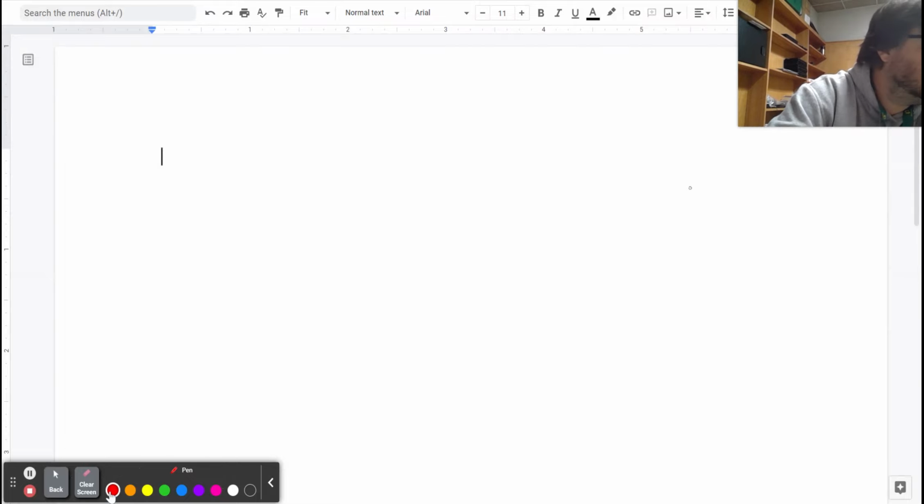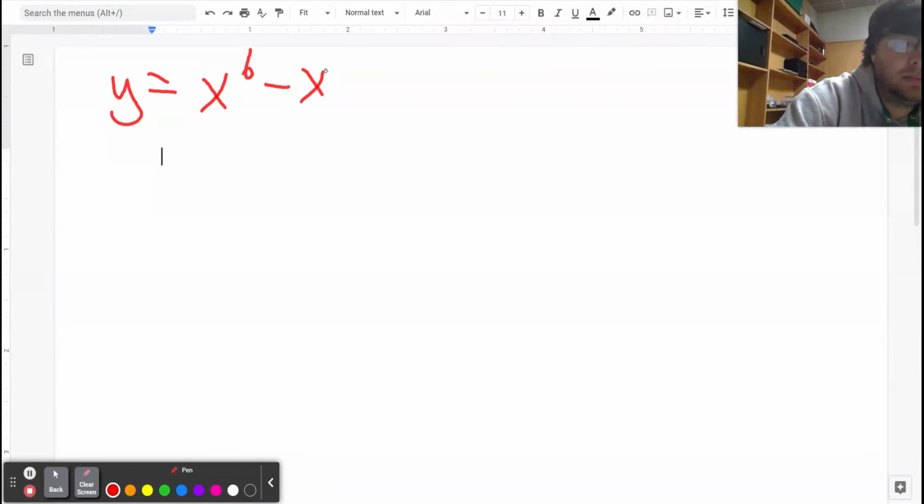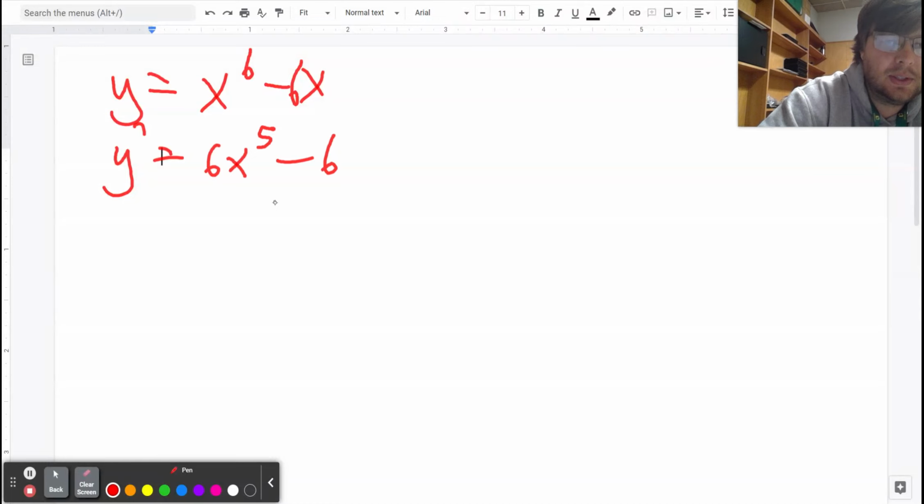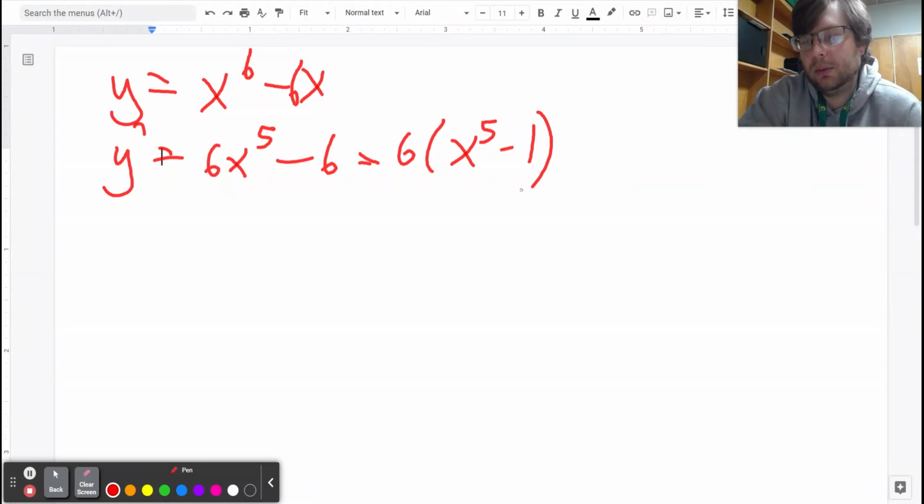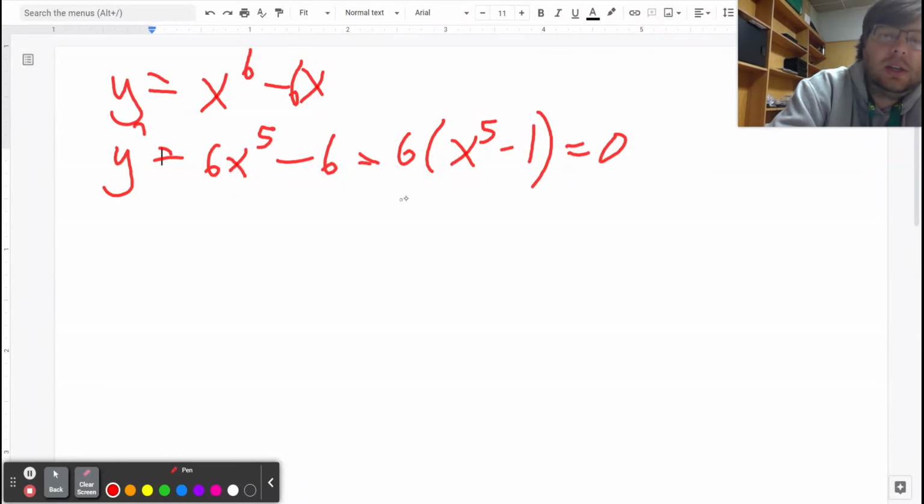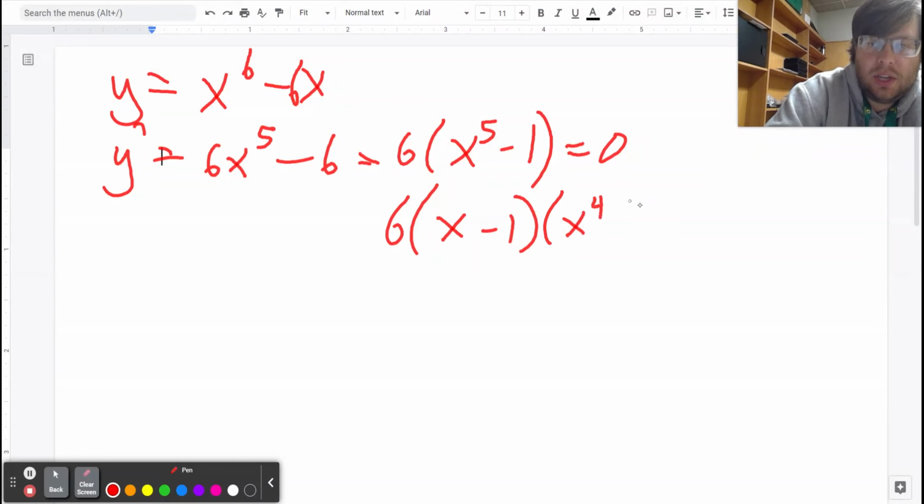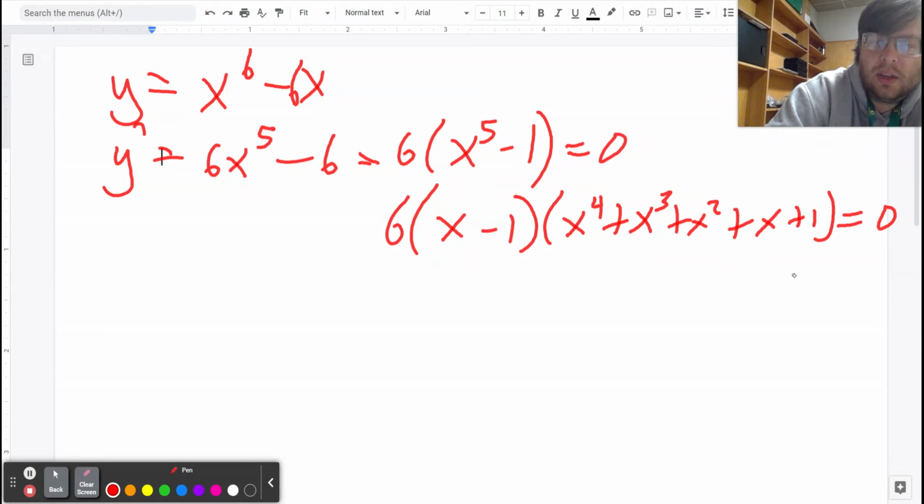Let's look at y equals x to the 6th minus 6x. If I take the derivative, I get 6x to the 5th minus 6, which have a 6 in common: 6 times x to the 5th minus 1. And remember that my goal is to figure out where this equals 0. So if I set this equal to 0, I can factor that to be x minus 1 times x to the 4th plus x to the 3rd plus x squared plus x plus 1.